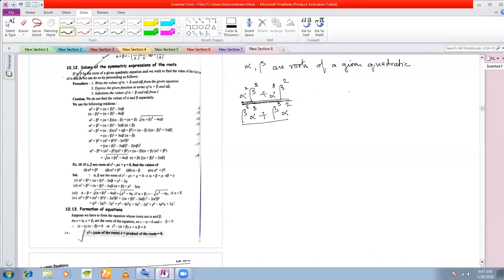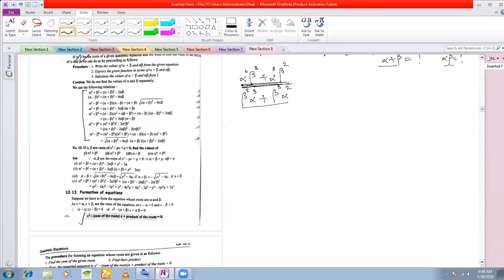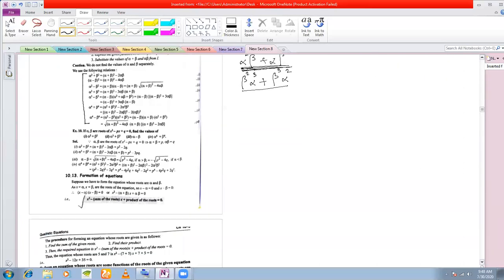Now, if you know alpha and beta are the roots of a quadratic, you know the sum of the roots and you know the product of the roots, how do you find the value of symmetric functions of roots? If you know alpha plus beta and alpha beta, that is the point here. And this is the definition of symmetric functions. Now you just go through these. These are certain standard symmetric functions, and these are all the techniques of finding the value of the symmetric functions.